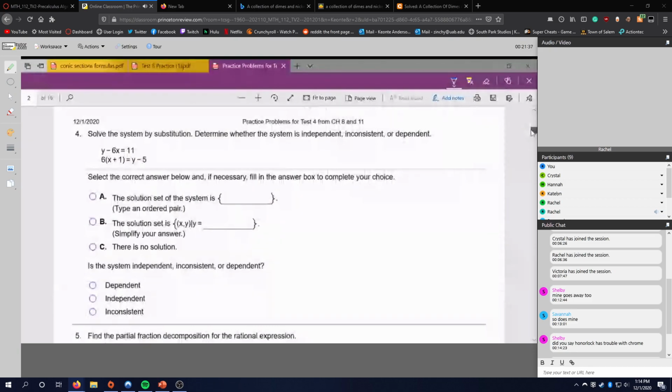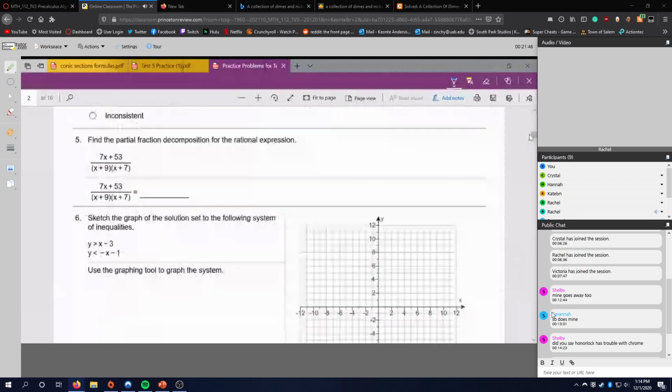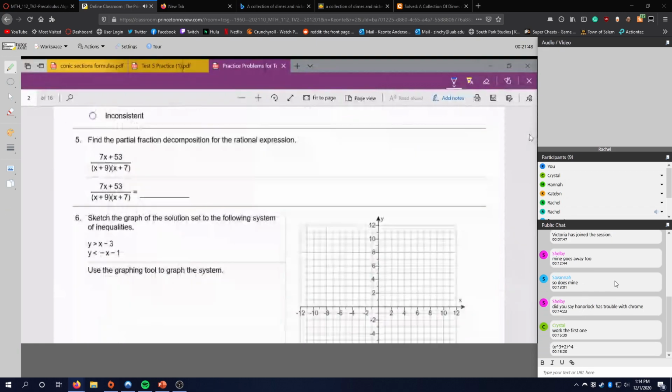This one is just solving by substitution. This one is a partial fraction decomposition. Number 5. So if you see one you want me to work, type that number in the chat bar. I can't see it right now, but I will look in just a minute.